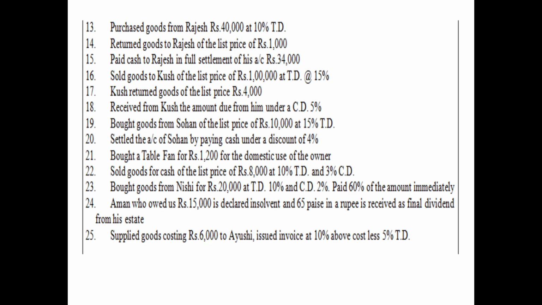And since the word cash is not given, neither cash discount is given nor cash reward is given, so we will assume it to be a credit sale, and we will pass the entry Ayushi debited to sales account with the respective balance. That is 6,000 plus 600, that is 6,600 minus 5%, that is minus 330.